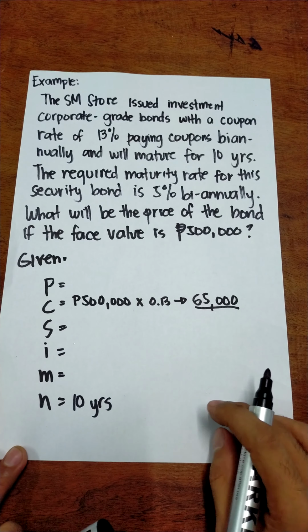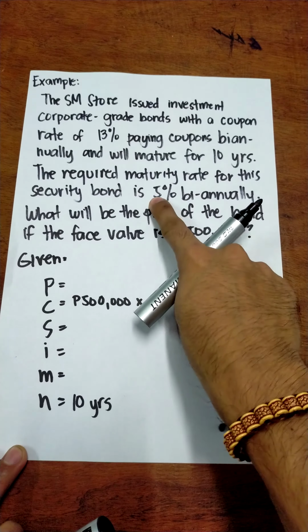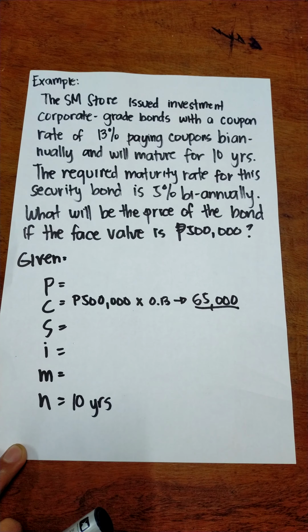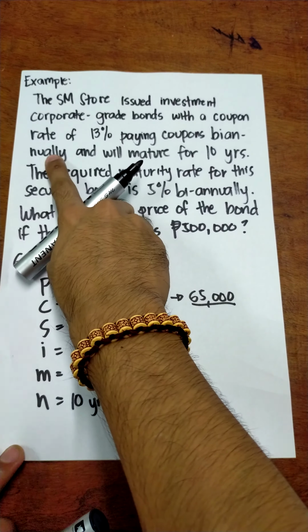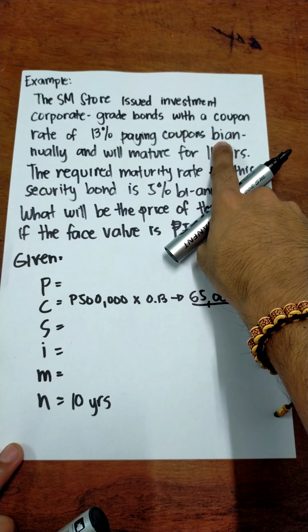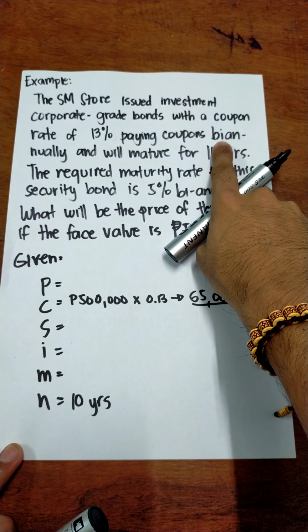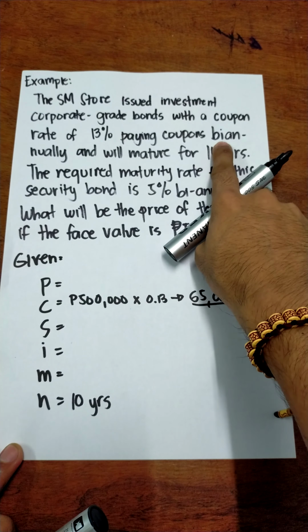Next is, ang given naman is 5%. But before that, yung biannually. Since biannually, how many periods do we have in a year? So, biannually is equivalent to 6 months. How many 6 months do we have in 1 year? Meron tayong dalawa. And that will be the value of our M.